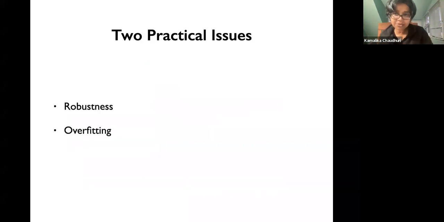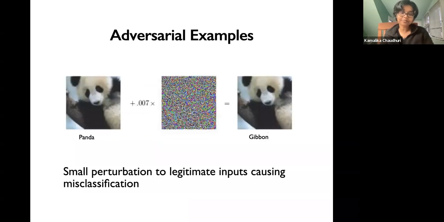And today what I will do is I'll talk a little bit about some of my group's work related to two of these aspects that I just talked about. So one is robustness, and the other is overfitting, and this also has some connections to privacy. Okay.